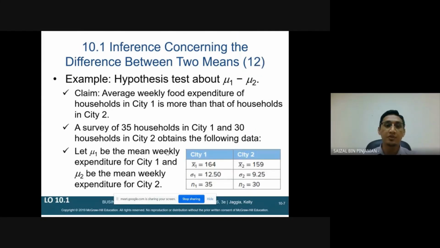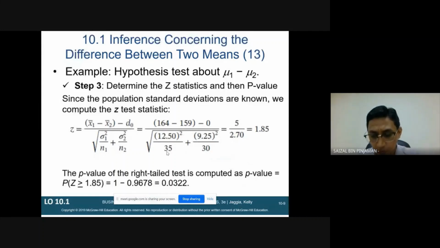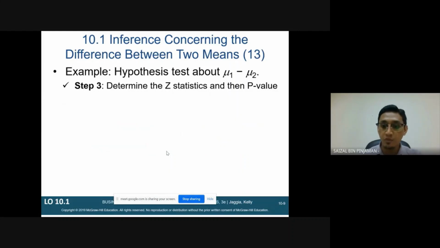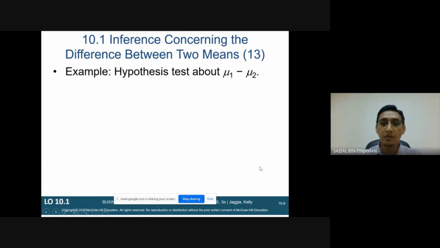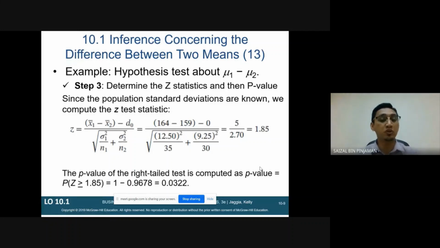All right. So step 3 is to determine the p-value. This p-value is determined based on the z-value. So just like previous discussion, in order to convert certain x values to z values, in this case our x values will be these two pieces of information here, 164 and 159. So in order to convert the x value into z value, there are certain formulas that we need to use.